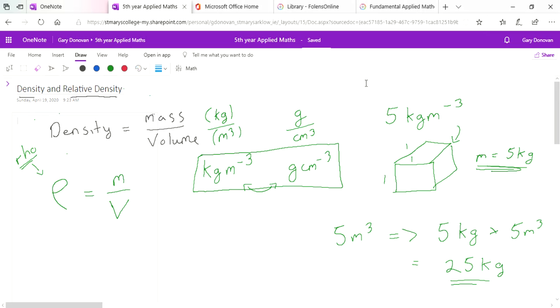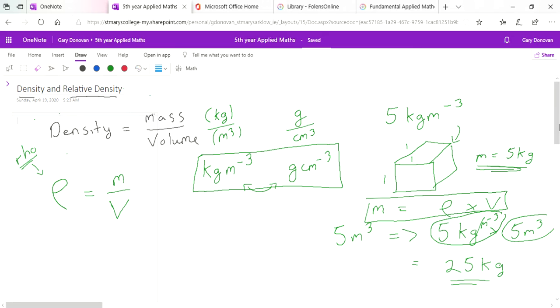So therefore we can figure out that the overall mass of something is its density multiplied by its volume. If every meter cubed weighs 5 kg and you have 5 meters cubed, then the overall mass would be 25 kg. So that's just rearranging the equation, or solving the equation, without actually looking at the equation.